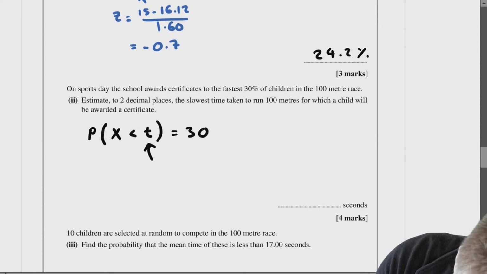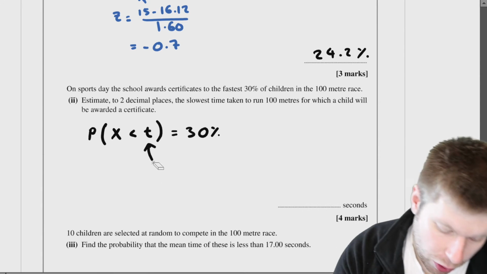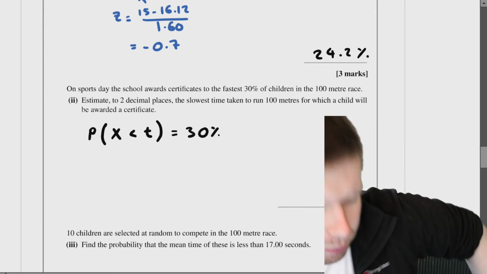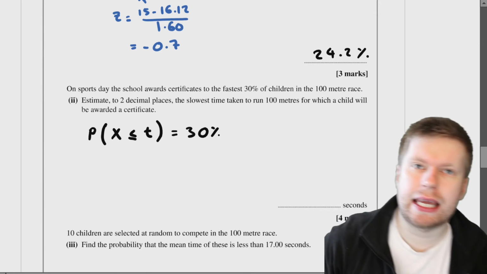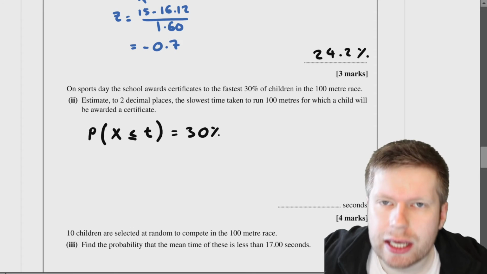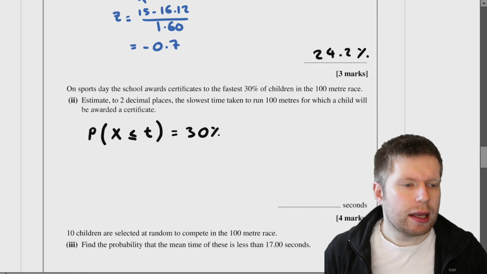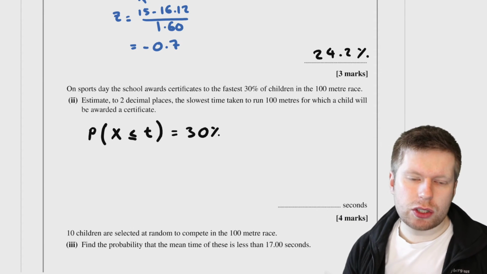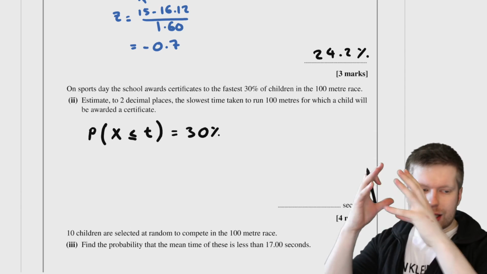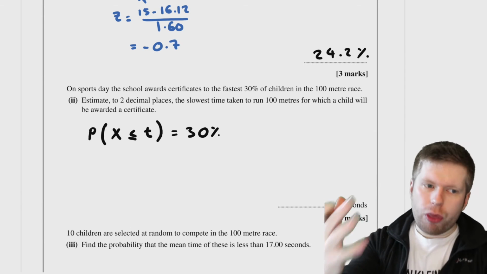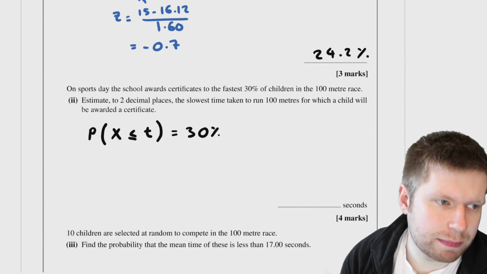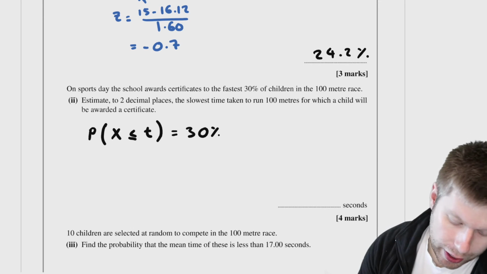And I know that's equal to 30% because people that run a speed less than t, in fact, I'm going to say less than or equal to t because I want to actually find out what t is as well. It doesn't matter because it's continuous anyway. But that should be 30%, okay? So in other words, if I run a time which is t seconds or faster, that's about 30% of all the children that run the race, okay? So this is what I need to work out, okay?